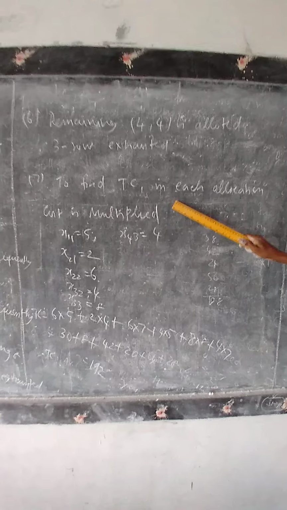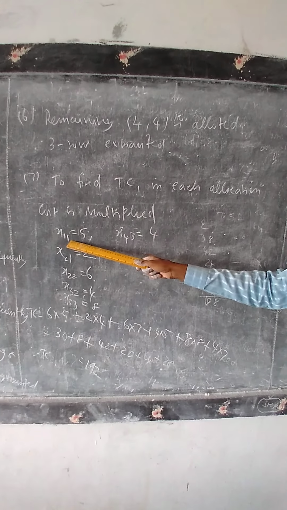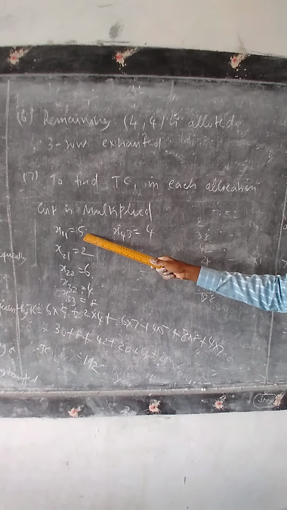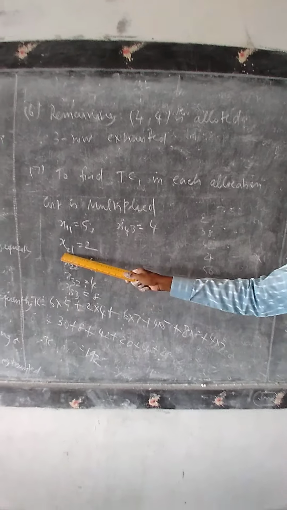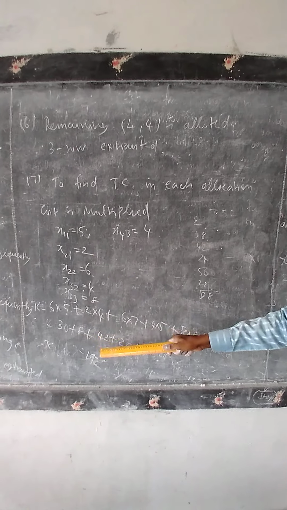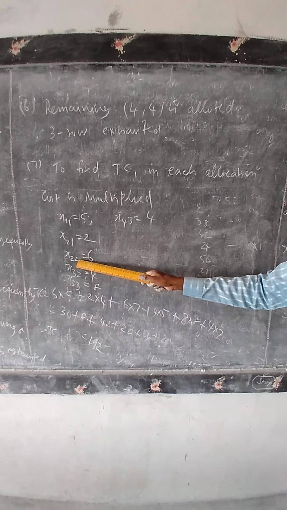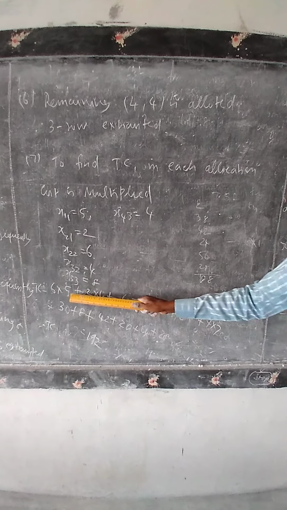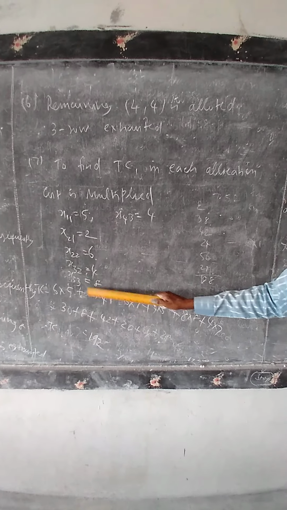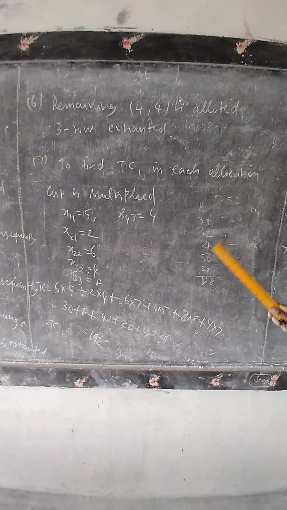Then you have to find the total cost. How do you find the total cost? The allocation x11 is 6, and it is multiplied by the corresponding cost. Similarly, x21 is 2, x22, second row, second column, is 6, x32 is 4, x33 is 8. You multiply each with the cost, and the total cost is equal to 190. This is the procedure for the northwest corner rule.